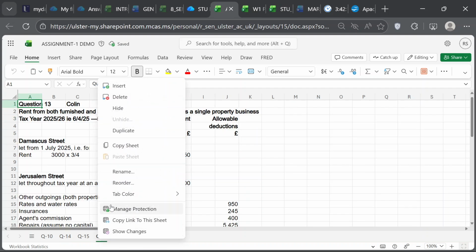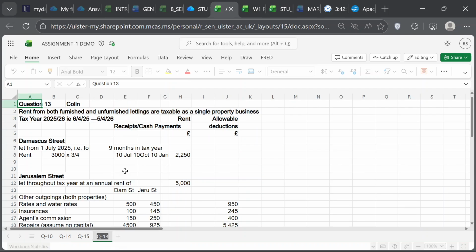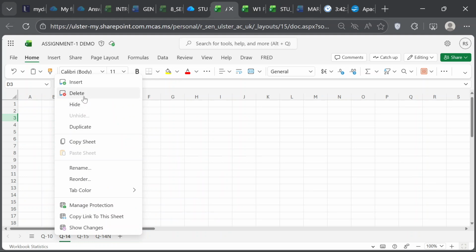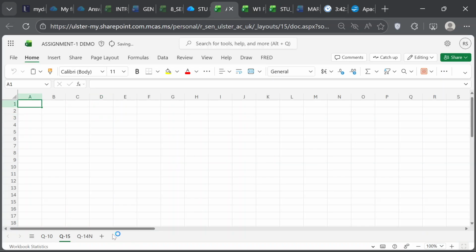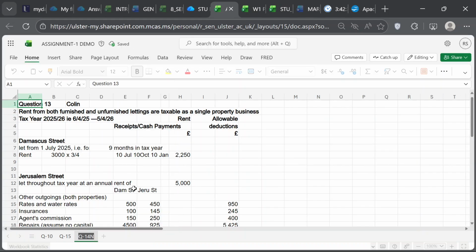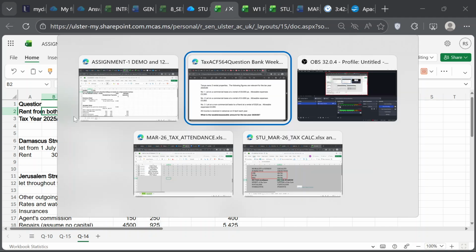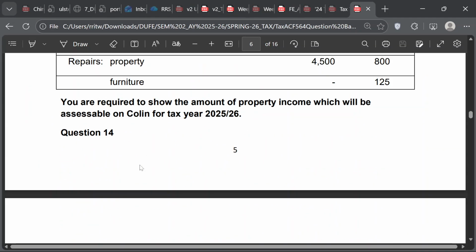Let me call this question 14, and if we rename it as question 14, and then say 14 N, then we will delete this question 14, and then delete this sheet, and then I'll rename this as question 14. So we are showing you this now. Obviously this has to be question 14, right? So this has to be changed to question 14, and question 14 is a case of who? Tanya.